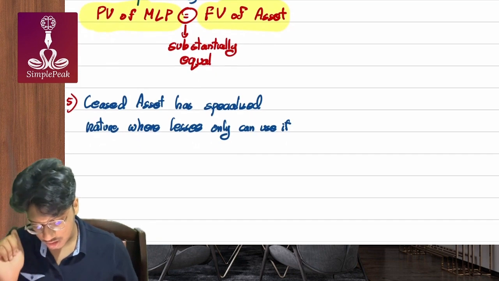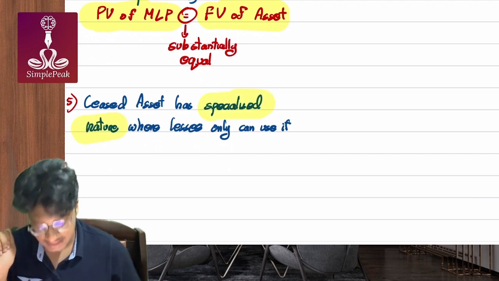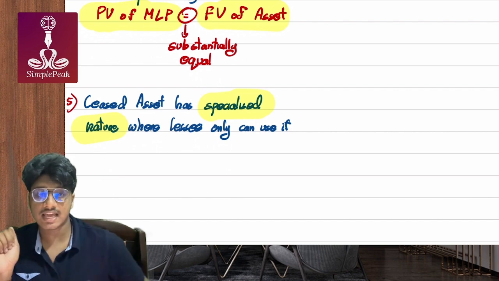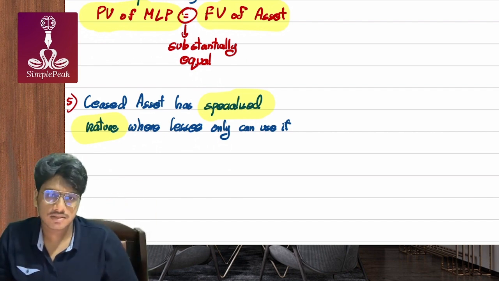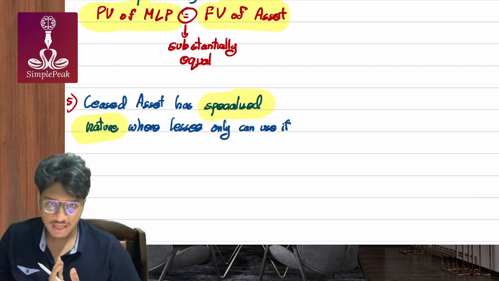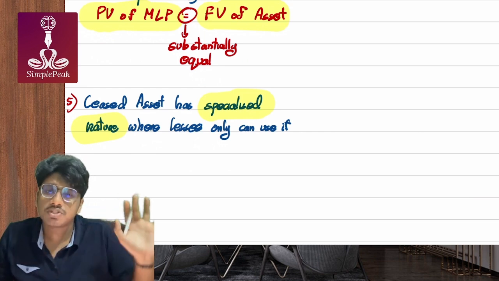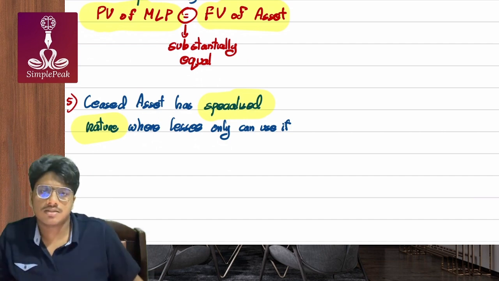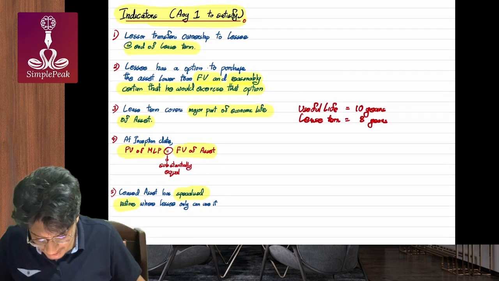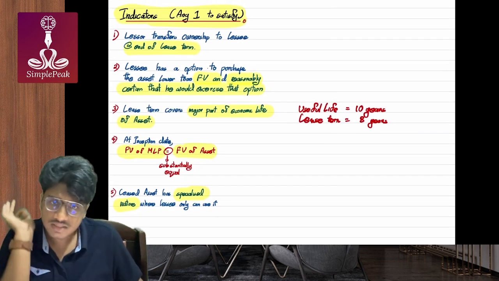Then the last but not the least, if the lease has a specialized nature where only the lessee can use it, no one else can use it, only that particular lessee can use it. That is, if someone leases me an asset and only I can use it, no one else can use it, like substitution is not possible. If that's the case, it is a finance lease. Okay, I hope that's clear. So if any of these 5 conditions is satisfied, it is a finance lease, else it is an operating lease. I hope this is clear for you guys.